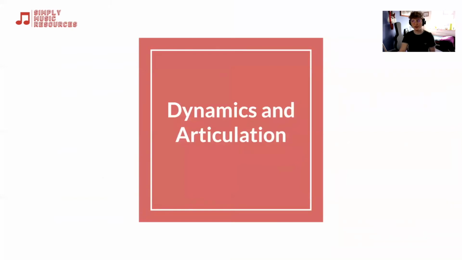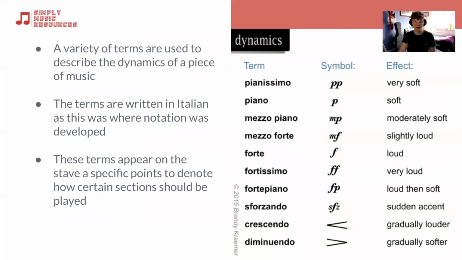Now we'll move on to dynamics and articulation. So there is a variety of terms used to describe the dynamics of a piece of music. These terms are written in Italian, as this is where the notation that we use was developed. So for them, they just described it on the piece of paper. However, for non-Italian speaking musicians, you have to memorize Italian terms. And these terms appear at specific points on the stave to tell you how each section should be played. And because music often changes, it requires different terms at different parts in the piece.